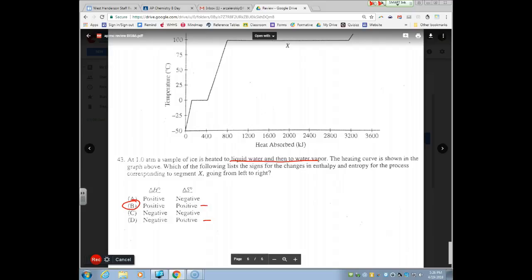And then if you just think about boiling, remember that it requires heat in order to get something to boil, and endothermic reactions require heat to get them to go. And so an endothermic reaction means delta H is positive, giving us B as the correct answer.